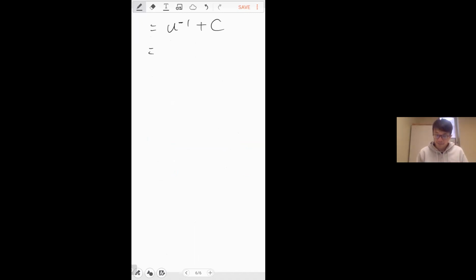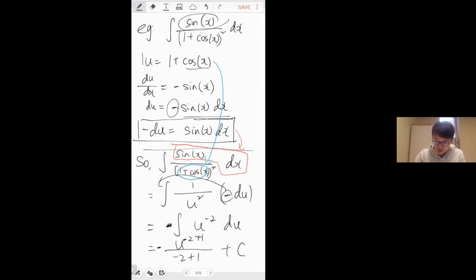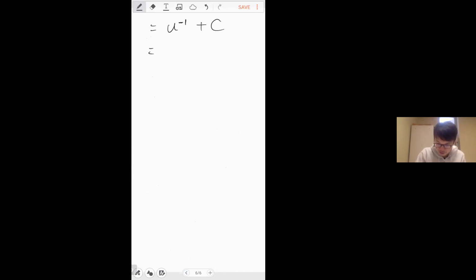What is the last step? You put u equals 1 plus cosine of x into your final answer. So this one should be 1 plus cosine of x to the -1 plus c. And that's it. Questions?